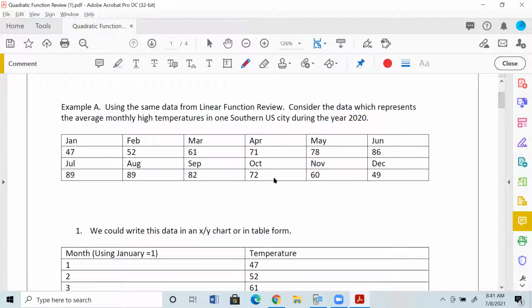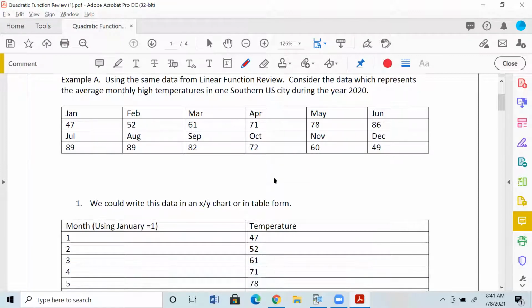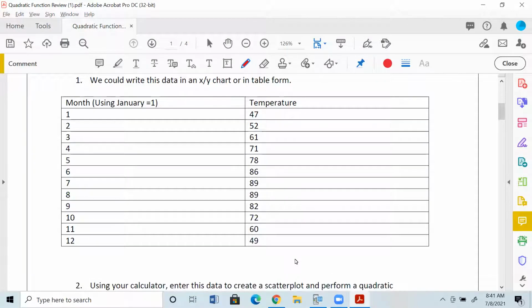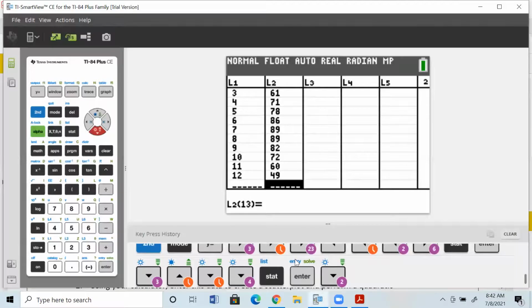So you can see in our chart, we've replaced January with 1, February with 2, and then entered these into the X values and used the temperatures into the Y values. If you already have part of this data in your calculator, you can continue. If not, we'll go ahead and grab our calculators and enter all of the data now.